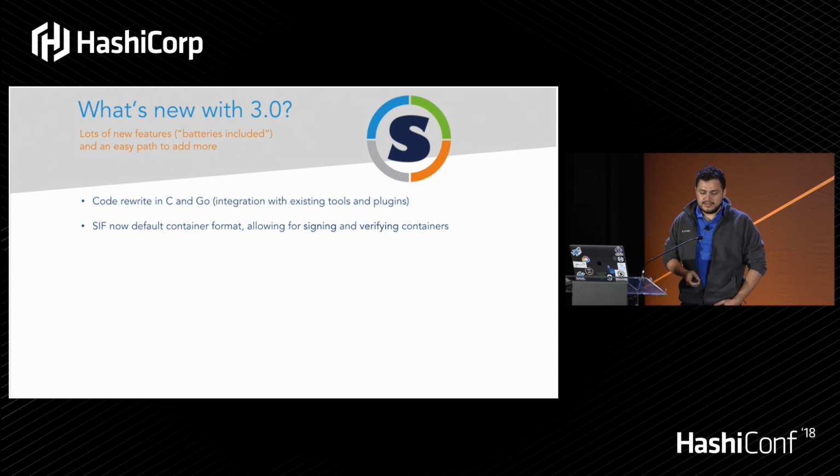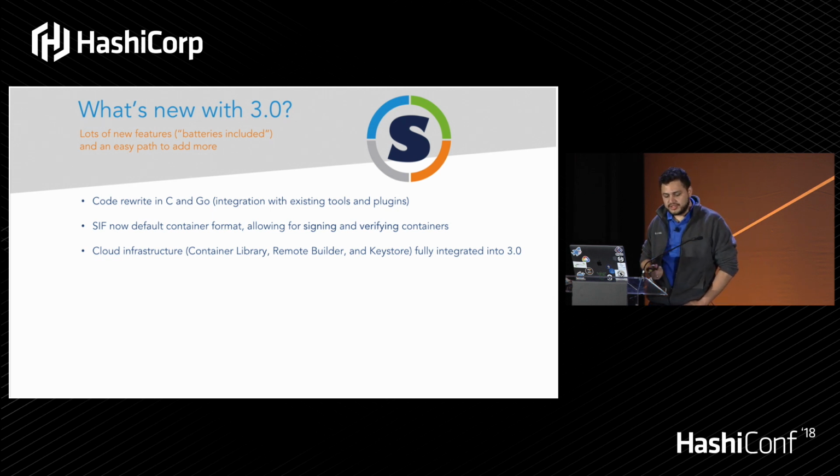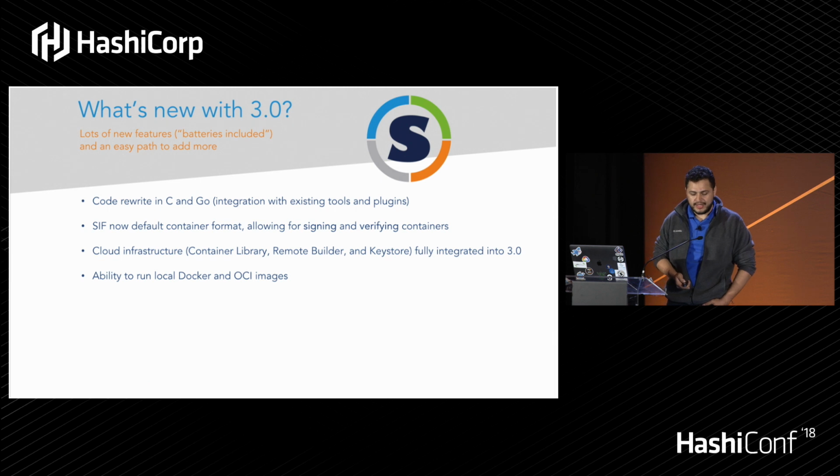SIF is now the default container format. So in the 2.x version, it was something very experimental. Now in 3.0, we are releasing SIF. Also, SIF is an open source project, so you can go into the Sylabs GitHub account and look for the SIF repo and start contributing there also. And we have some cloud infrastructure to help the users. Cloud infrastructure like our Singularity container library, a remote builder, and a key storage that fully integrates with the 3.0 release.